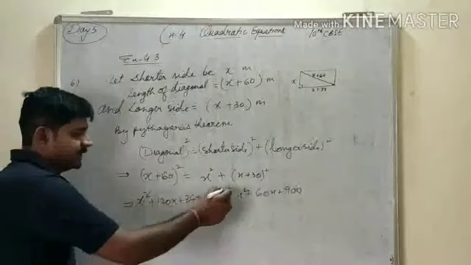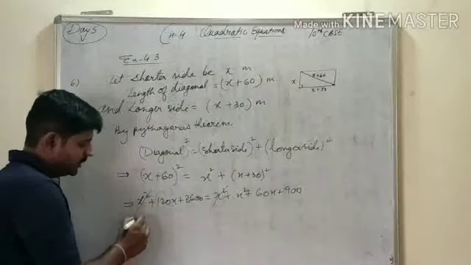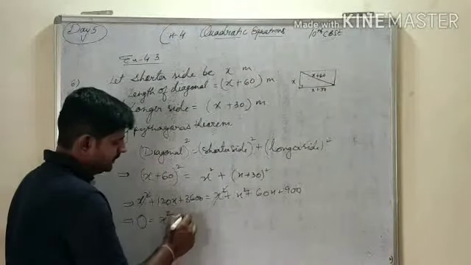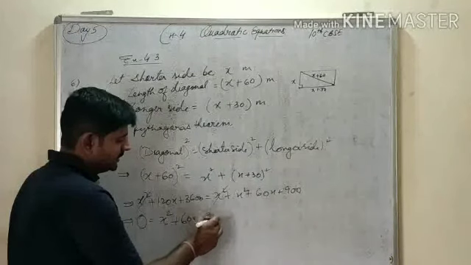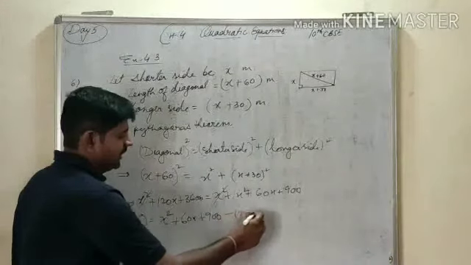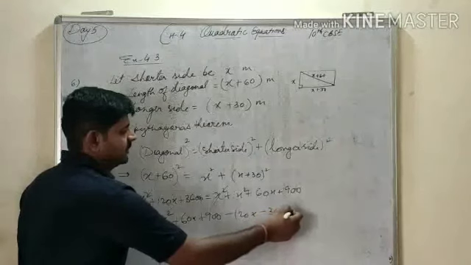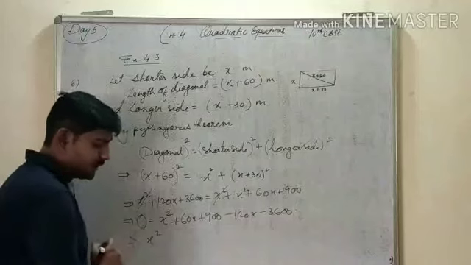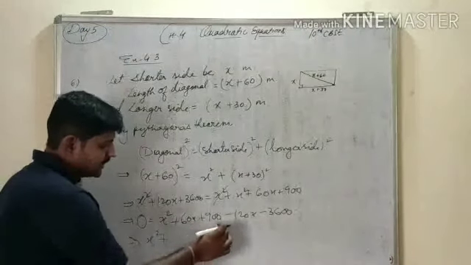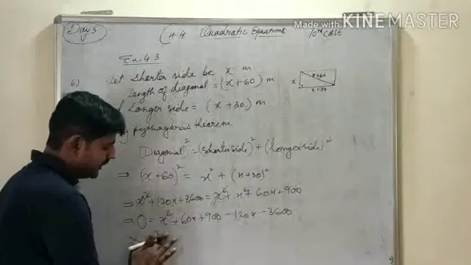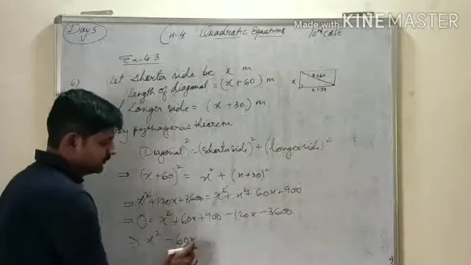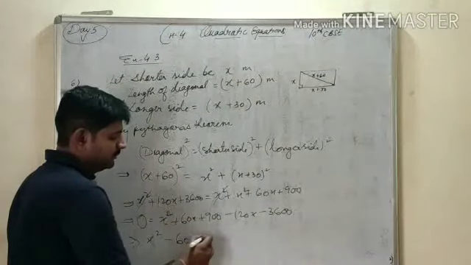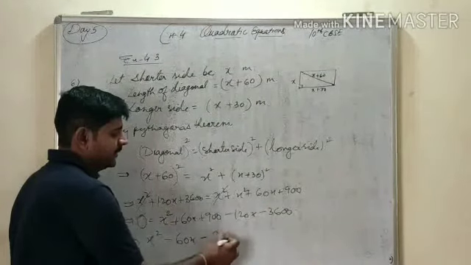So x square will cancel each other. There will be 0 on one side: x square plus 60x plus 900 minus 120x minus 3600. If we solve, we get x square, and 60 minus 120 will be negative 60x, and if I talk about their subtraction, there will be minus 2700.